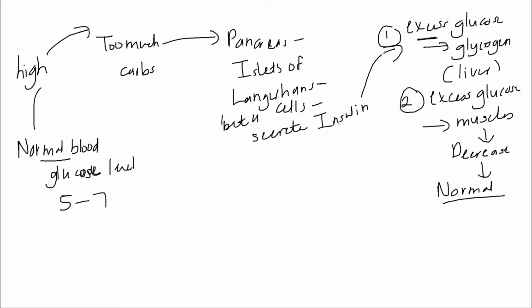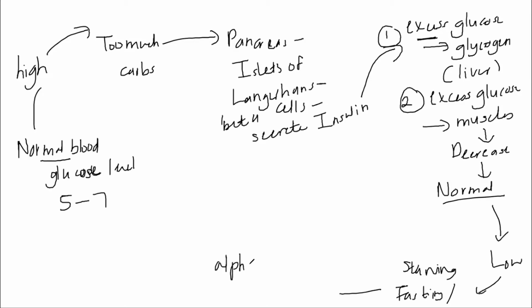Okay. When your blood glucose level goes too low, how? By fasting or starving yourself. Then you have in the pancreas the islets of Langerhans, but you've got the alpha cells secrete glucagon. Please make sure you know how to spell this.